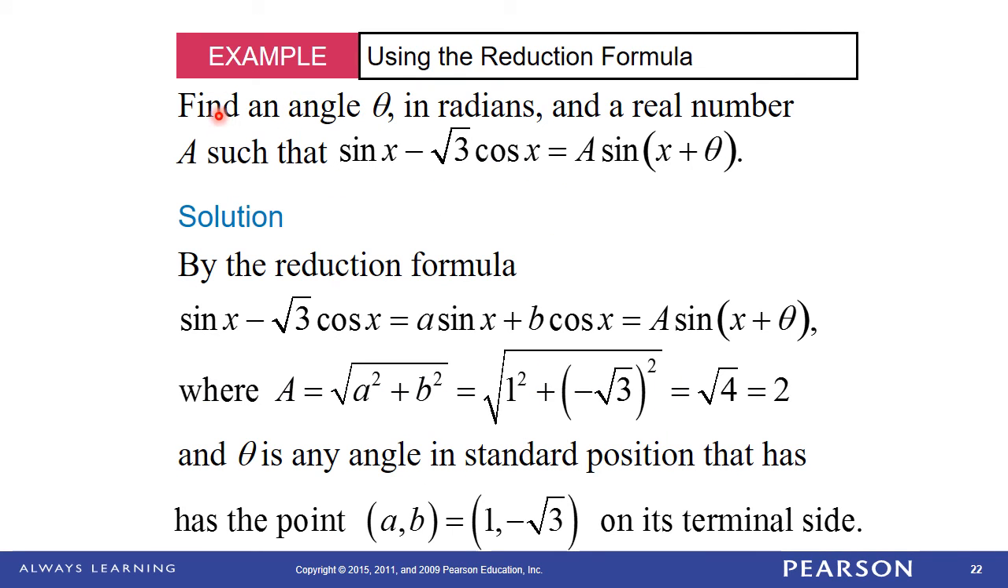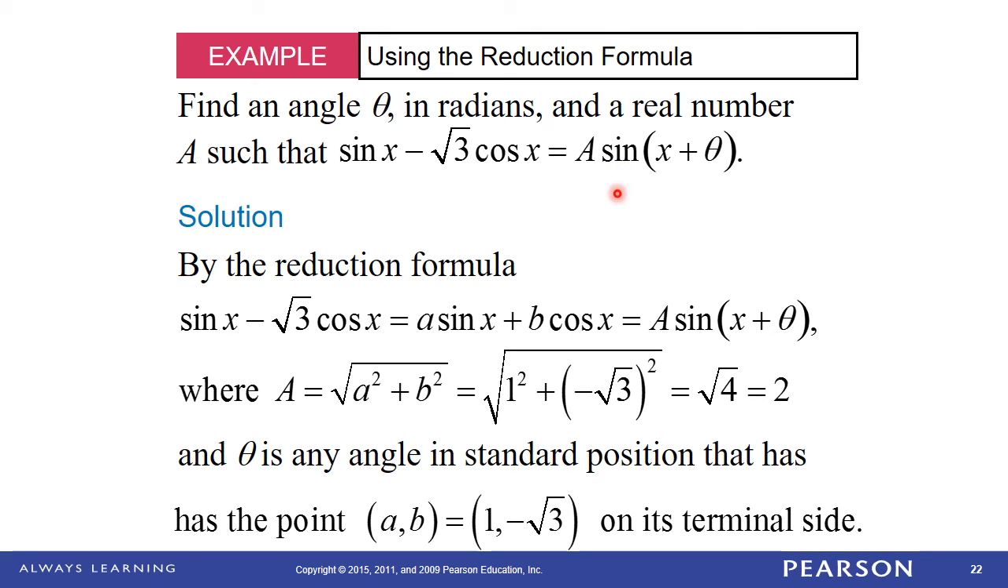Okay, so here's the problem. Find an angle theta in radians and a real number A such that this happens here. So you have sine of x minus square root of 3 cosine x. We want to simplify this as much as we can. We're going to do it by changing it into this form, so that you only have one trigonometric function.